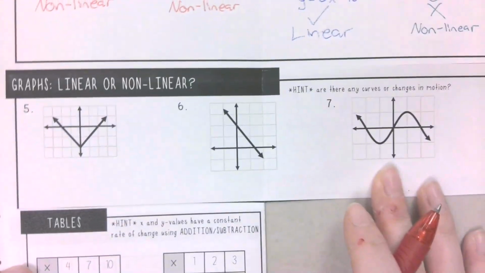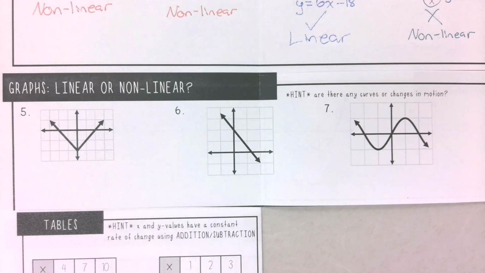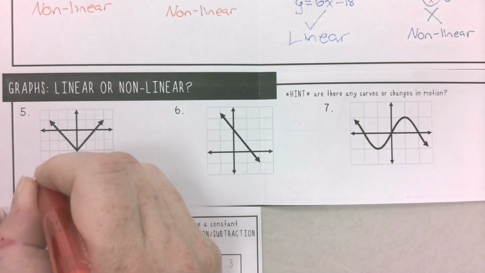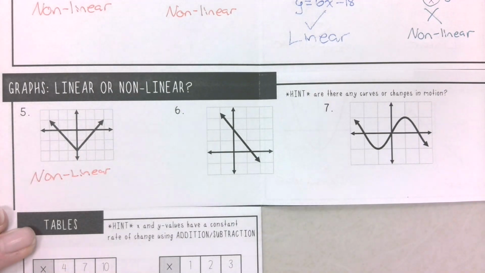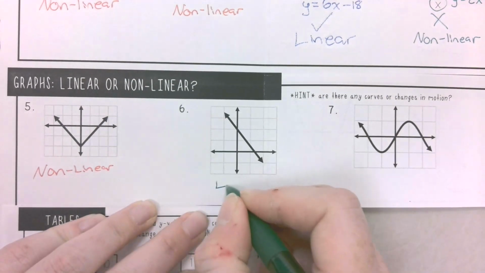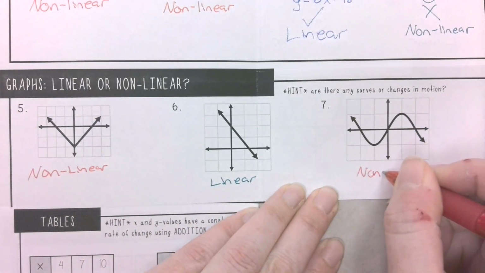All right, let's open up our flap. Now I want you to try and identify which ones are linear and which ones are not. Go. Hopefully you said this one was non-linear. Hopefully you said that this one was indeed linear and this one was non-linear.